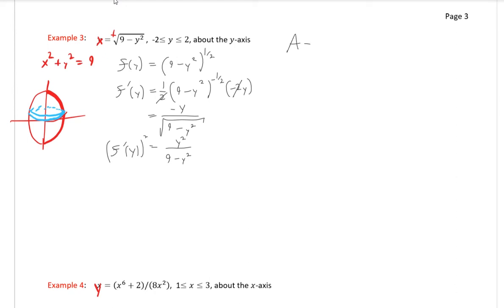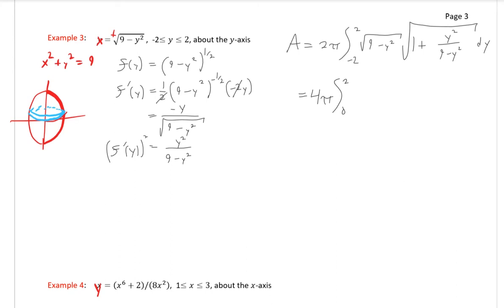So then our surface area. 2 pi from the bounds negative 2 to 2. And we can actually just say from 0 to 2 if you want to make that easier and double it. We'll do that in a moment. The function is the square root of 9 minus y squared times the square root of 1 plus y squared over 9 minus y squared dy. Now again, I know what this picture looks like from negative 2 to 2. I can actually just double that, say 4 pi, and instead just do 0 to 2. That'll make my bounds a little bit easier to work with.